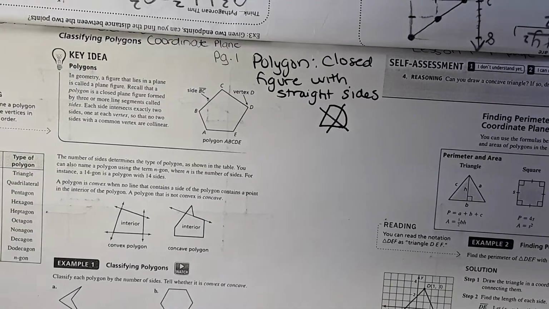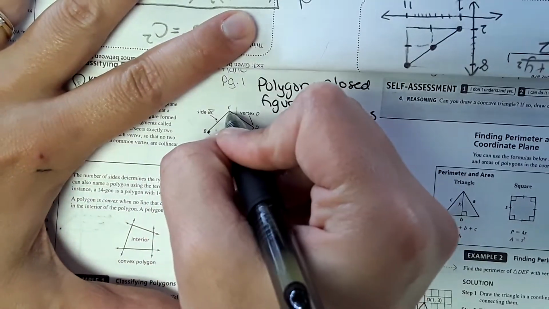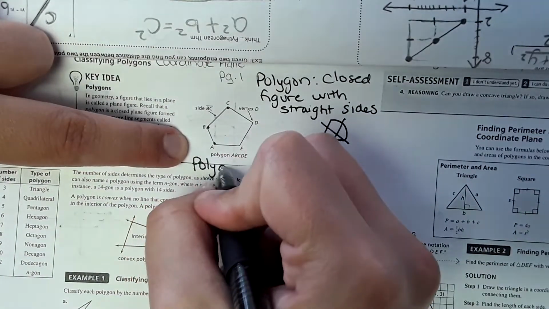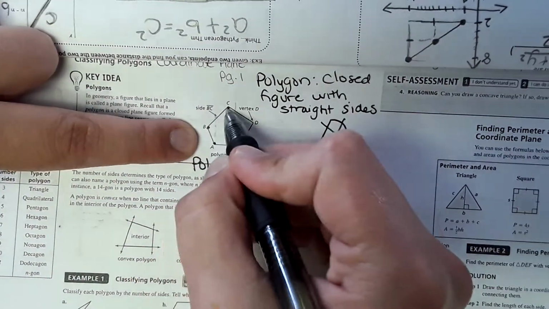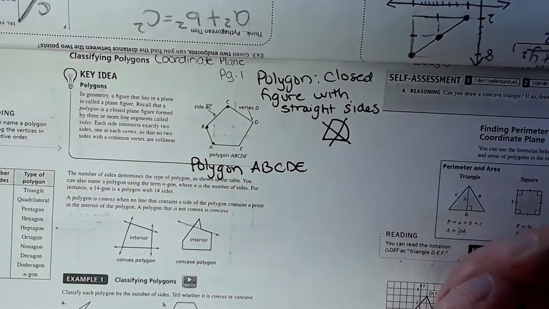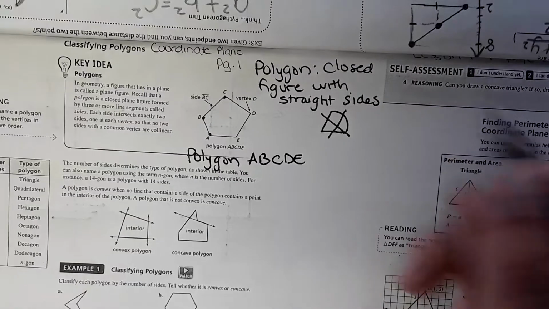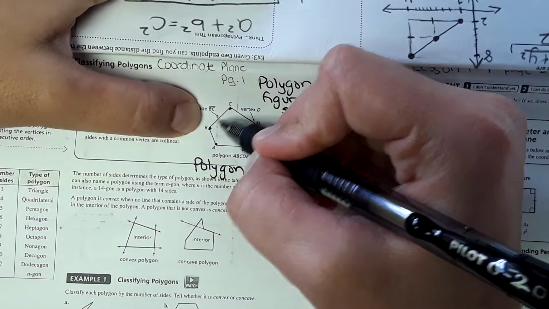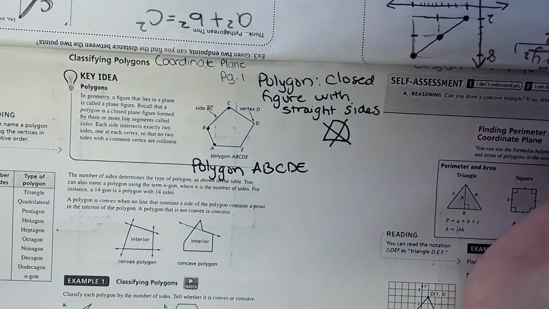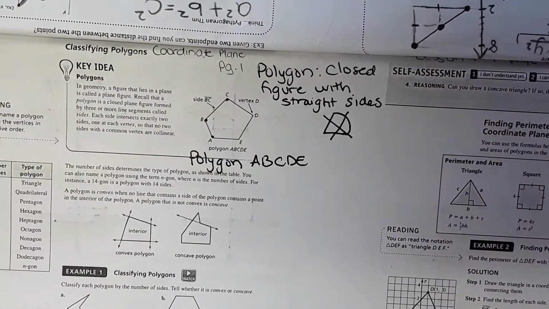When we name polygons, we name them by their vertices, so each corner, and then you name them in the order it goes around the shape. So this would be polygon A, B, C, D, E. And that's how you name a polygon. Now you don't necessarily have to start with A, you could start with B, but whatever you start with, you have to go in order around that shape. So B, C, D, E, A would be fine. Pretty simple so far? Okay.